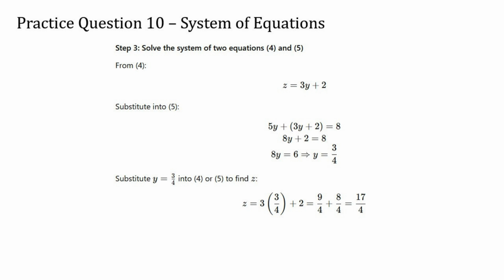We then substitute that value of y back into the expression for z. We multiply 3 by 3/4, then add 2. That gives us z equals 17/4. So, the final value of z is 17 divided by 4, which corresponds to answer choice B.